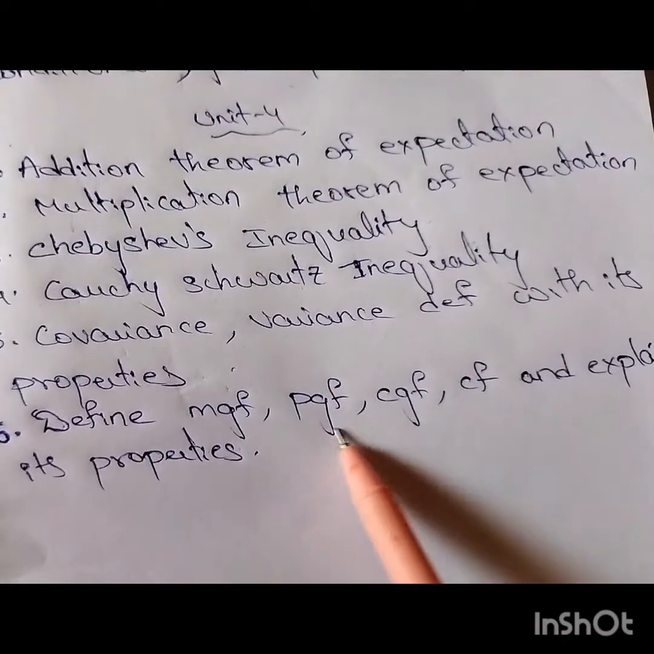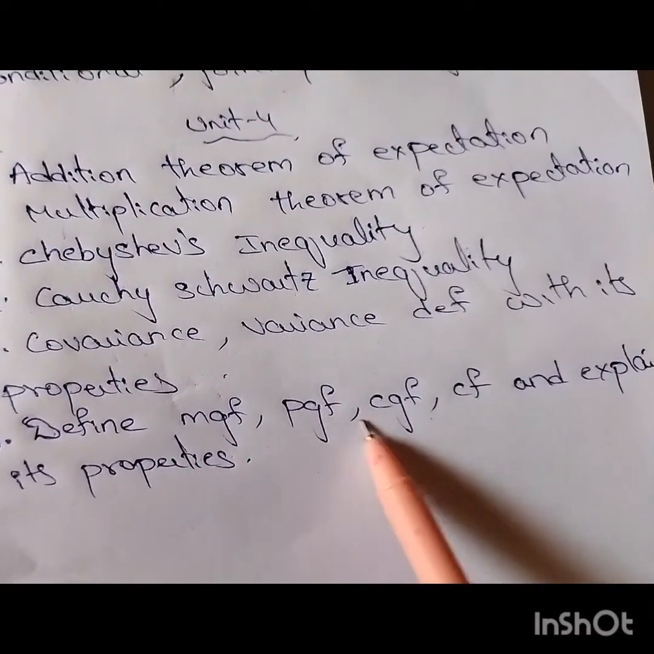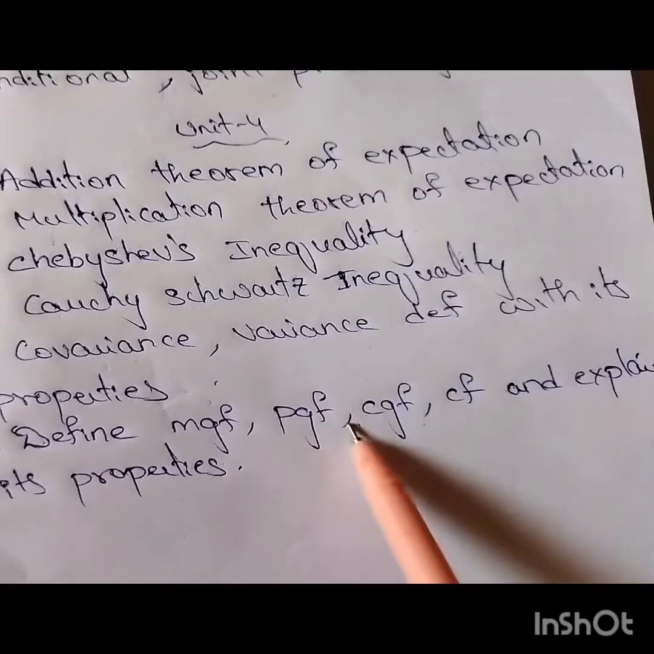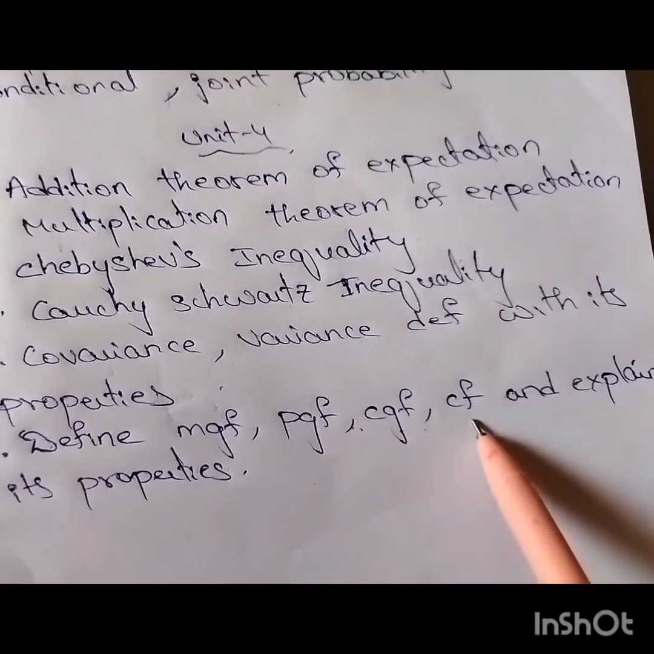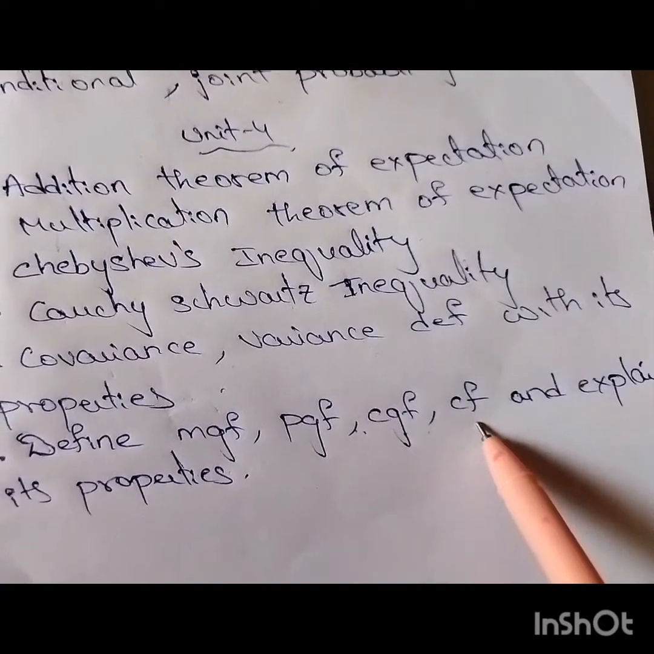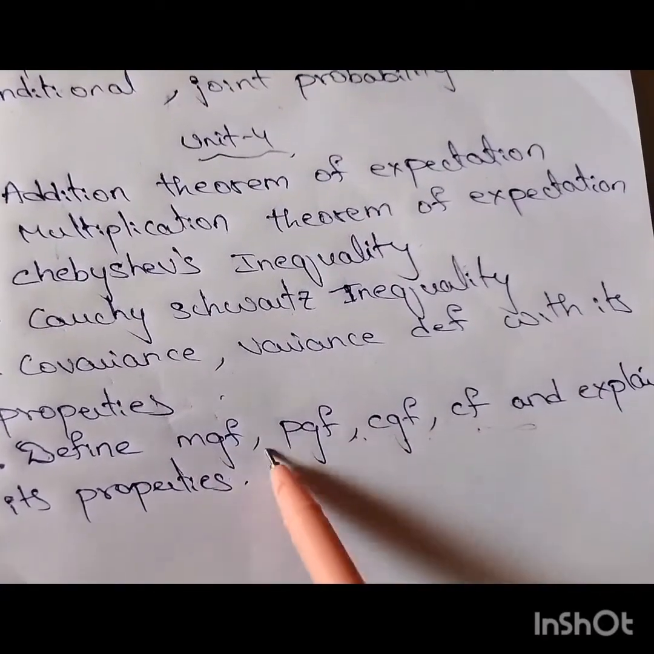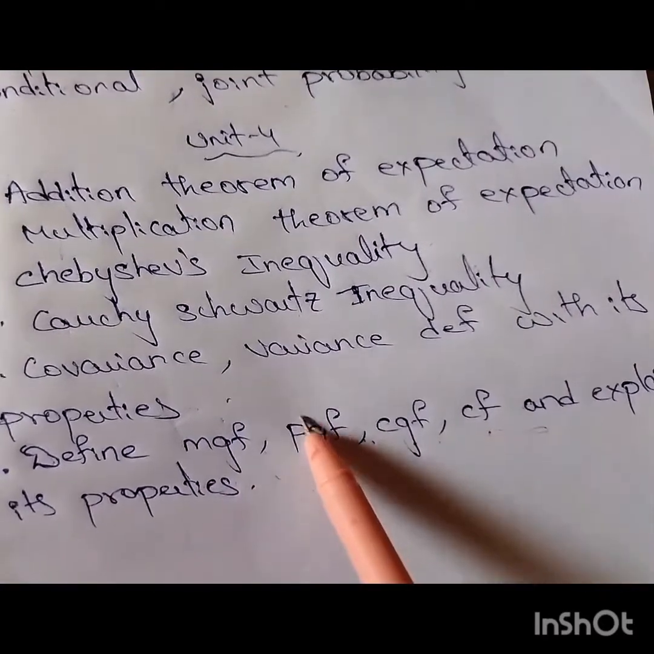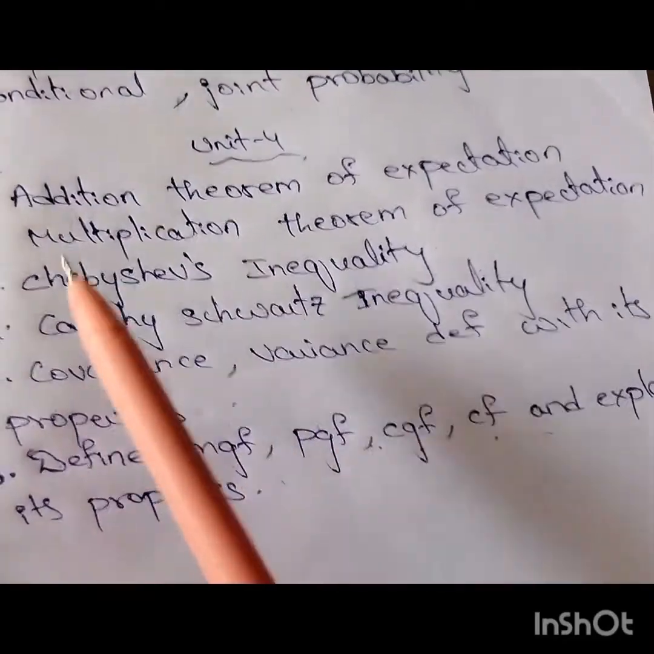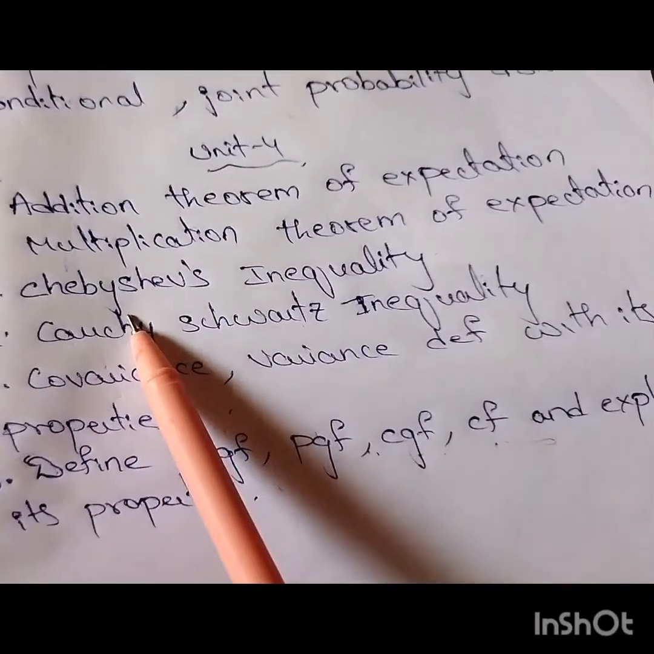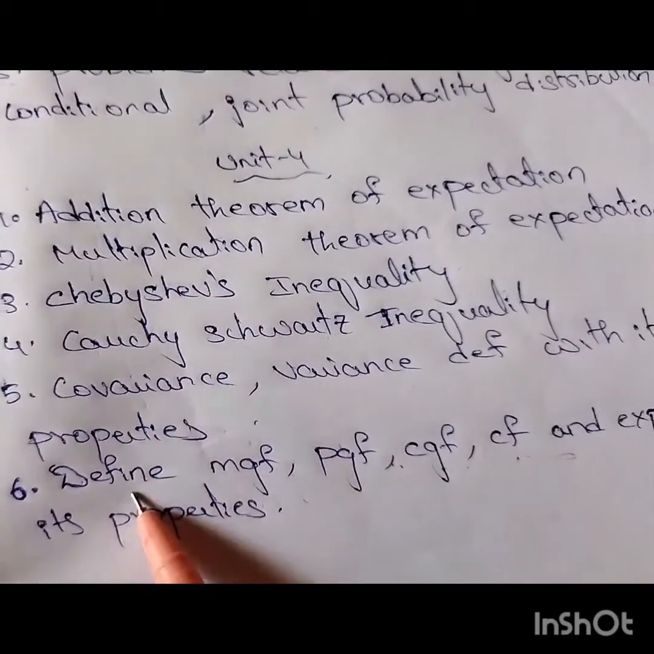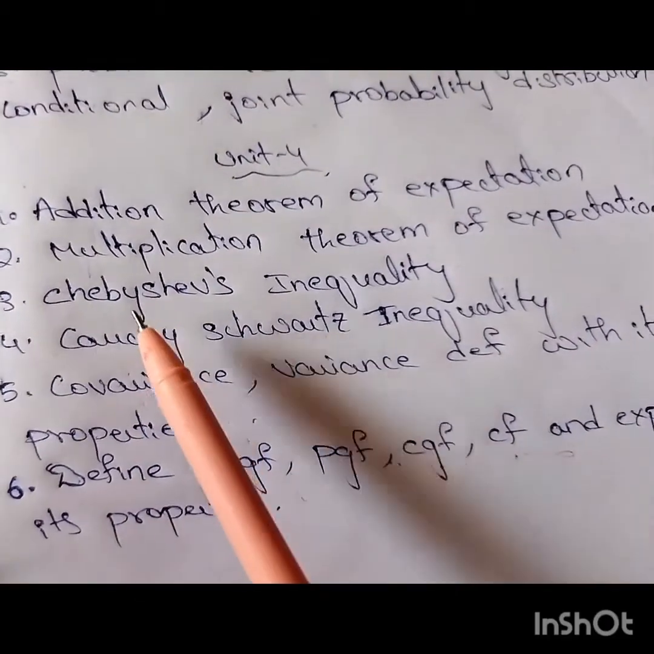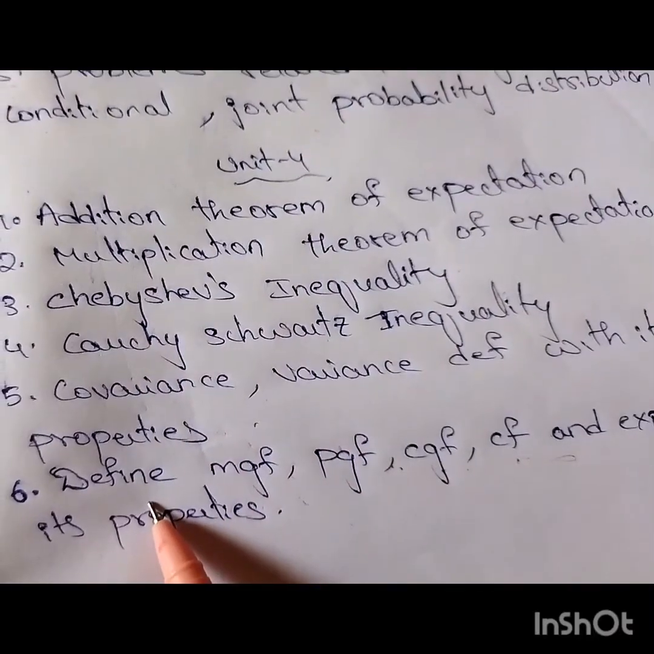Next, MGF, CGF, generating functions you are having of 4 types: moment generating function, probability generating function, cumulant generating function and characteristic function. So this you may get for short or long. So overall, if you read these 4, 1 long you can attempt for sure, and from the third, fourth, fifth, sixth, from these you are going to get one short answer.